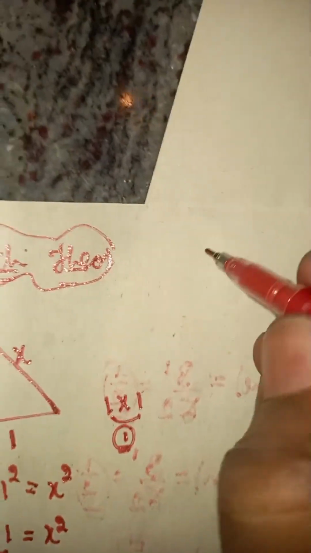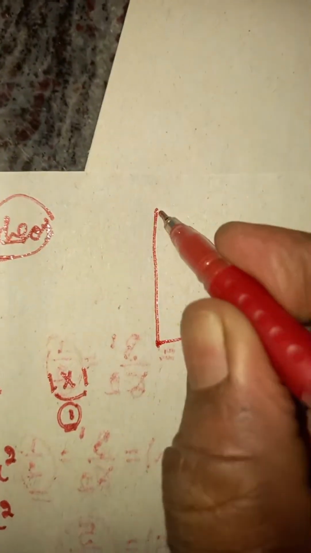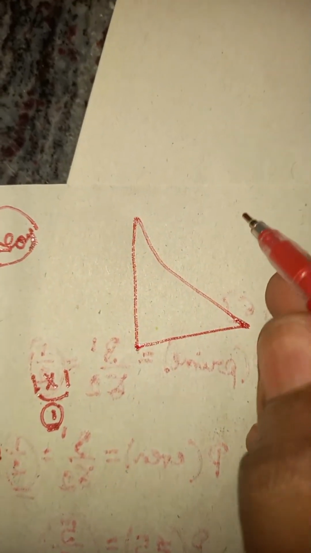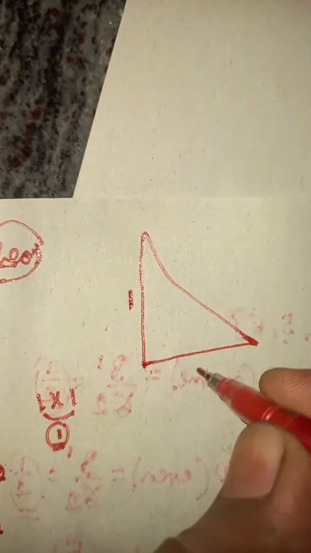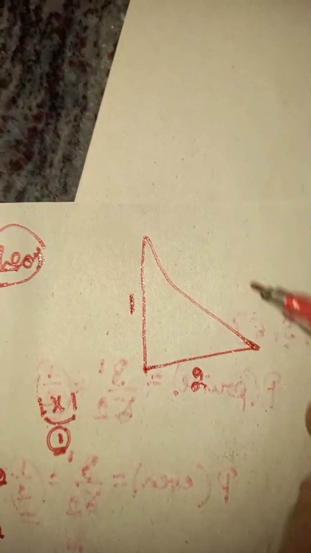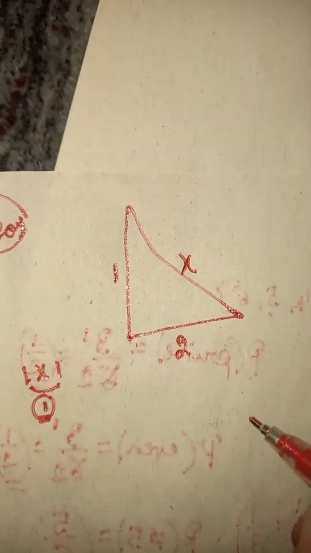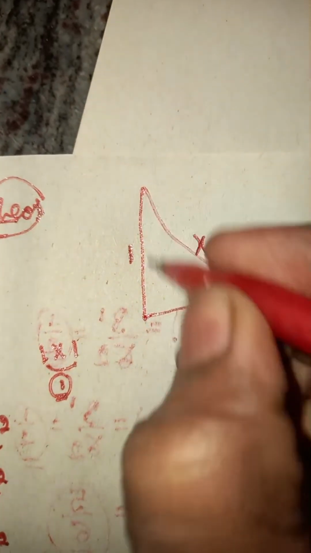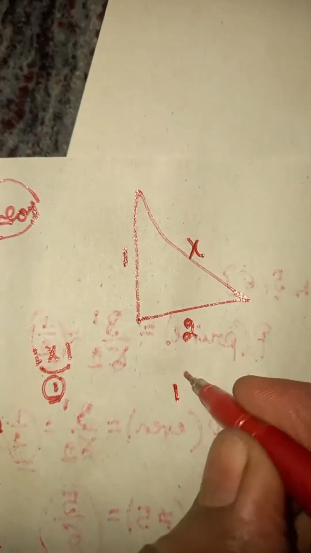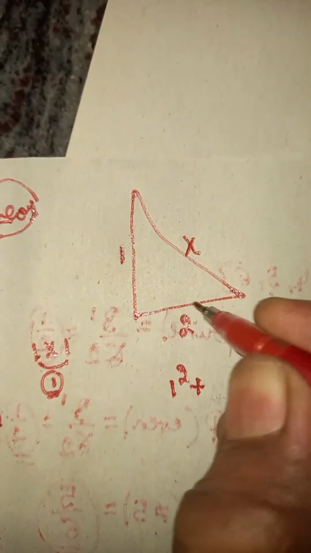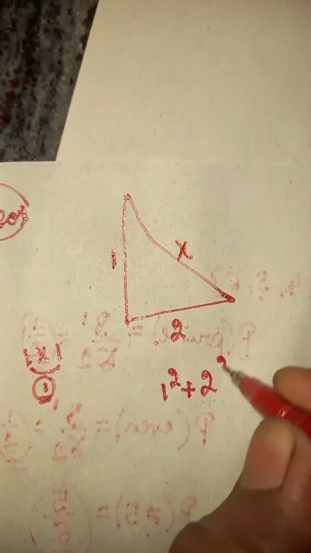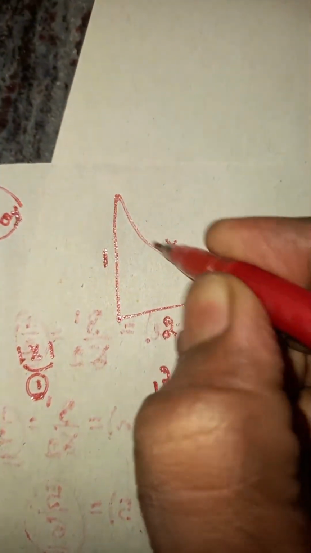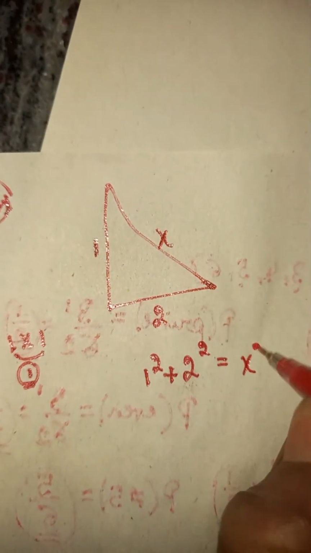Let's take one more right triangle, and in this right triangle they have given that this side is 1 unit and this side is 2 units. You need to find out the value of x. You can do it. Take this side length square, that is 1 square, plus this side length square, which is 2 square, which is going to be equal to the hypotenuse square, which is x square.